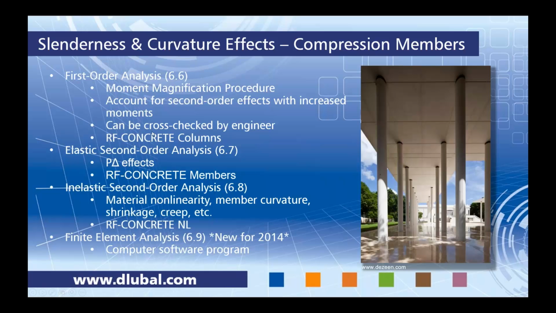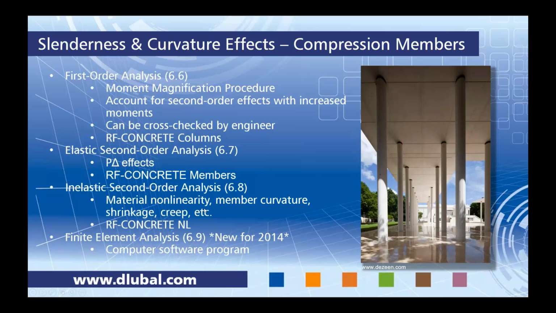For today, I'm going to stick with the first order analysis according to moment magnification. I mean, basically, we just went through RF concrete members. Everything will be pretty self-explanatory when you go through there. The third option is an elastic second order analysis, chapter 6, section 8. This is where material nonlinearity, member curvature, shrinkage, creep are all taken into account.